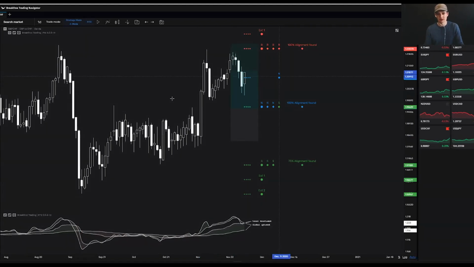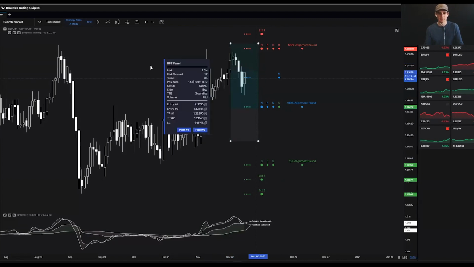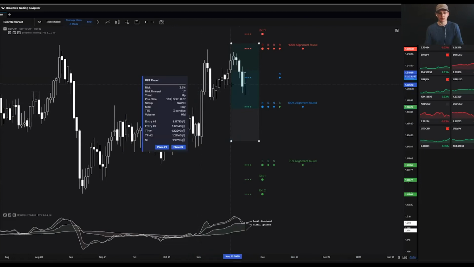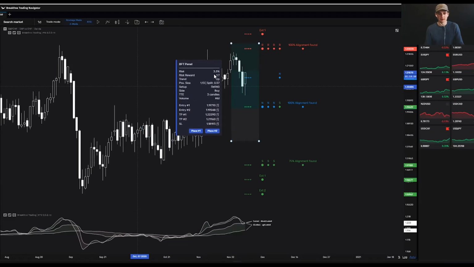Once you have this position tool on your chart, just click on it. This is the new BFT panel. This is where all the details for the trade are displayed. In the training videos, you probably saw that if you click on this plus icon, you had a BFT panel option to open. It used to be in a separate window, but now it's directly on the chart. All you have to do is click on the position tool, and that opens up your BFT panel. Here you can see your risk reward, your trend, position size, what setup it is, if it's a buy or sell, and TTE. This is what we just talked about.